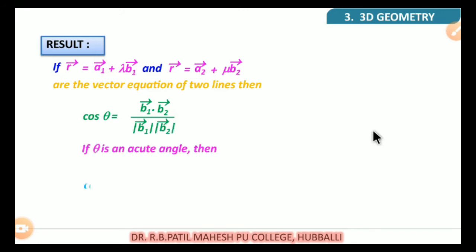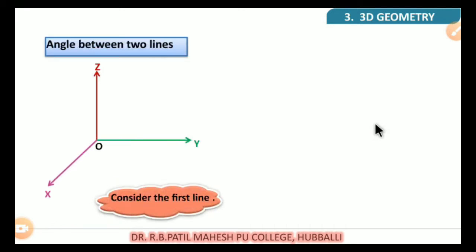If theta is an acute angle, then we can write this one as cos theta is equal to whole modulus of b1 dot b2 divided by magnitude of b1 into magnitude of b2. This is the expression for the angle between the lines. Now let us derive this formula.